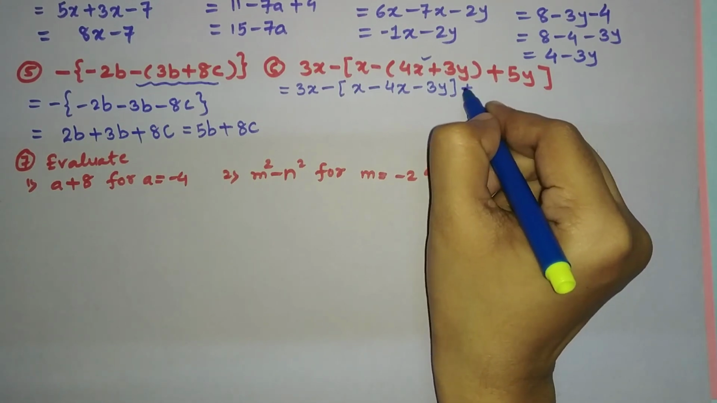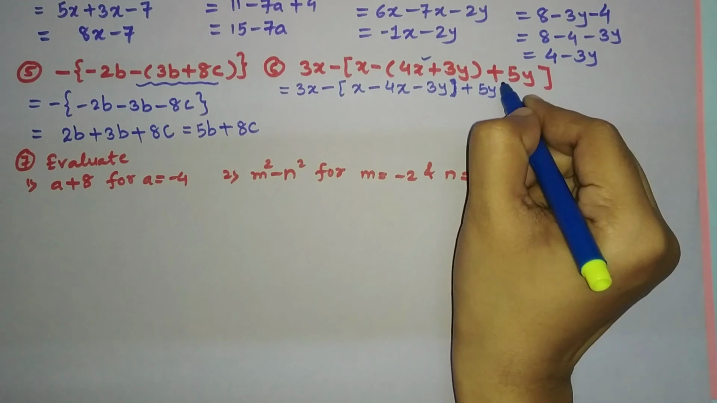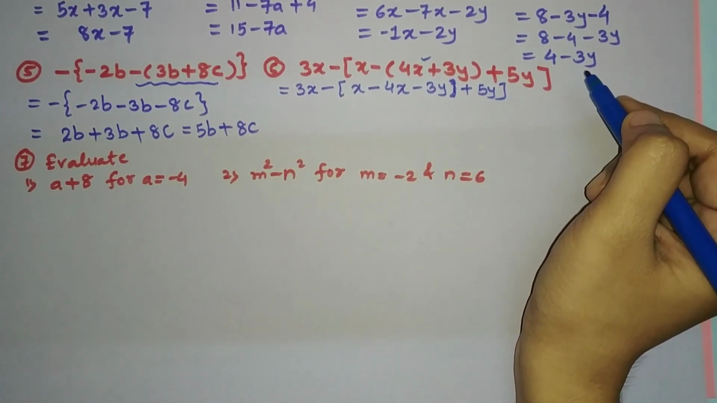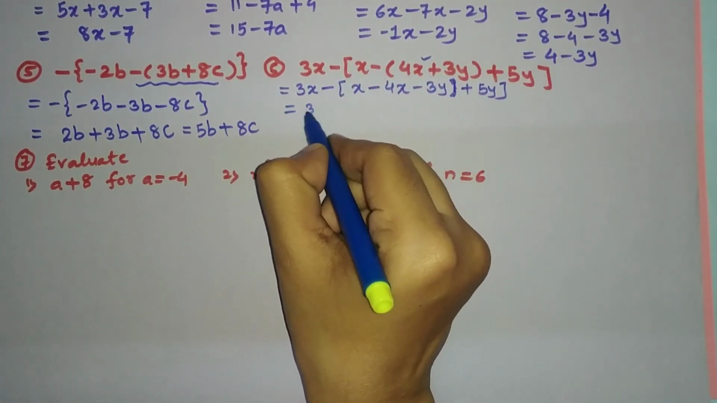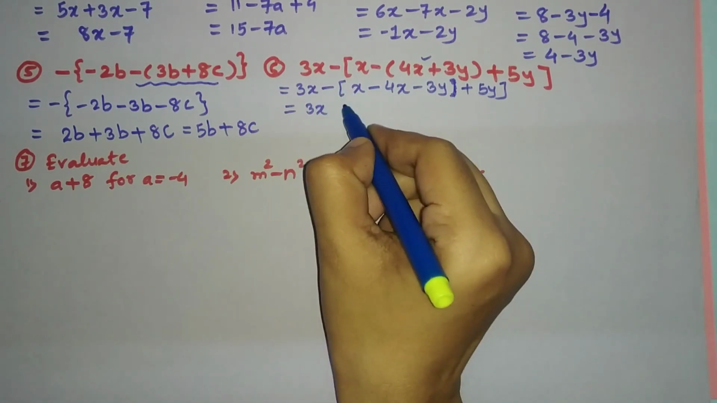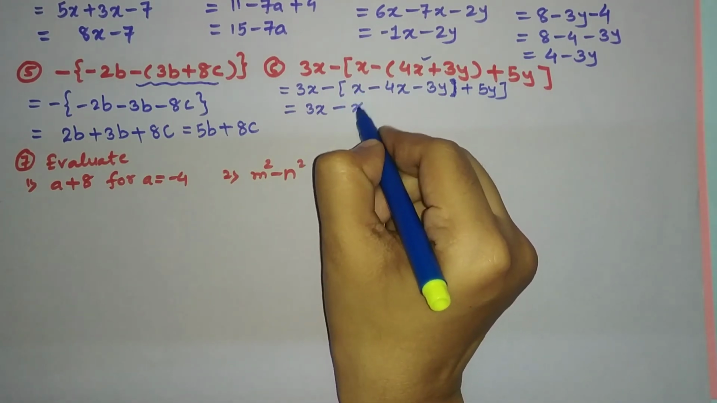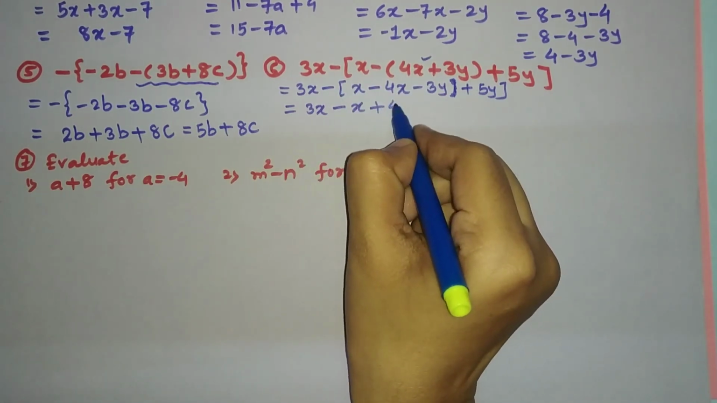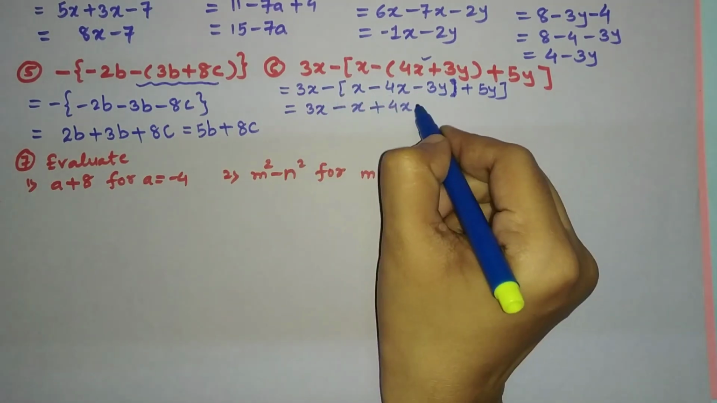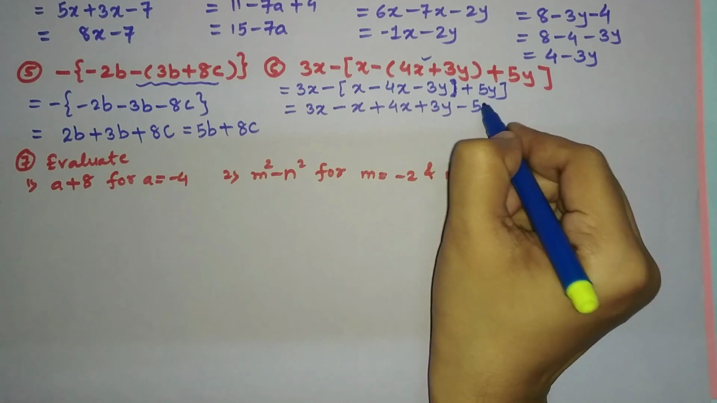plus 5y. This is opened and now it will be plus 5y. Here it is closed. So now friends, here it is 3x and outside of this square bracket there is again a minus sign. So we'll change all the signs of these terms. It becomes minus x, and minus minus becomes a plus 4x, minus 3y will become a plus 3y and plus 5y becomes a minus 5y.